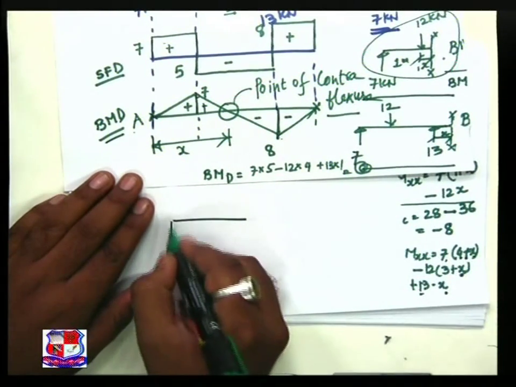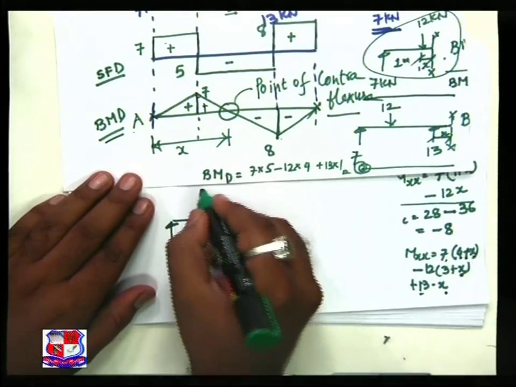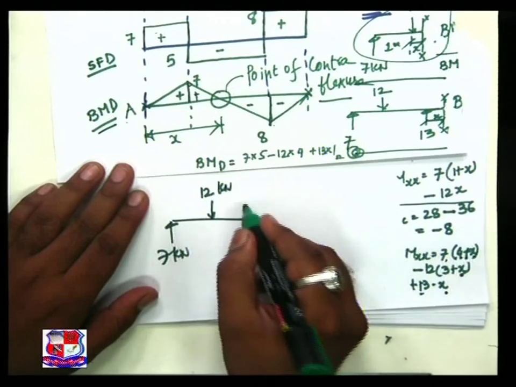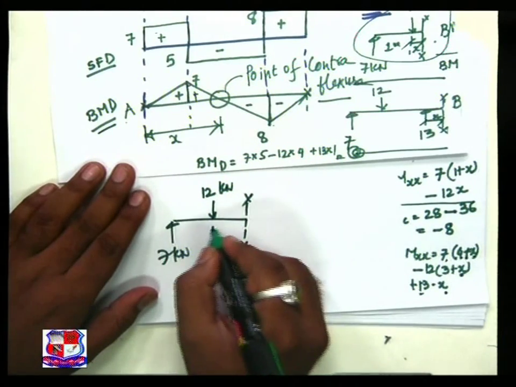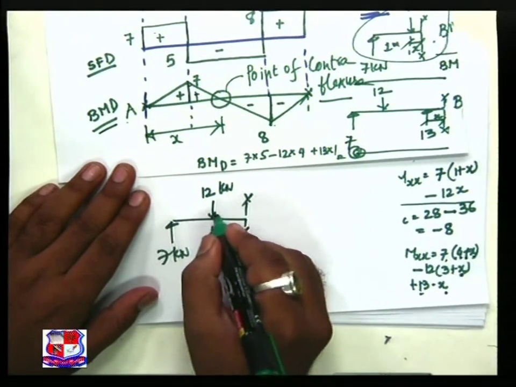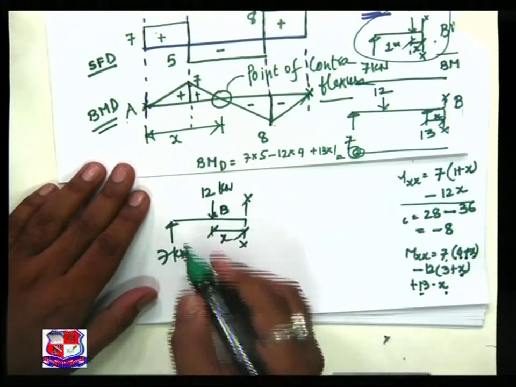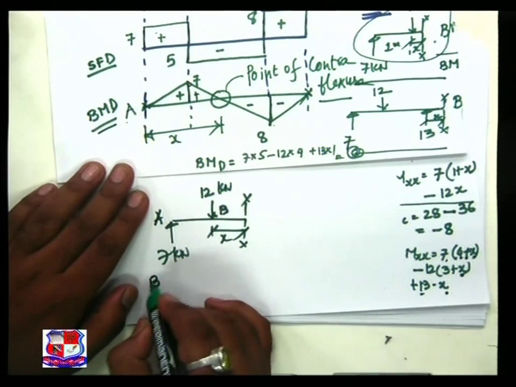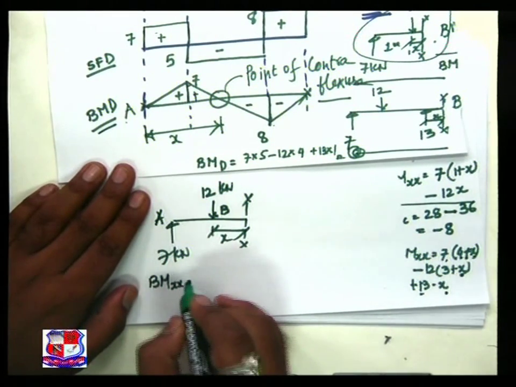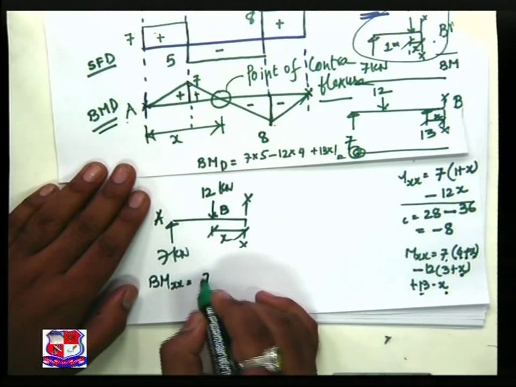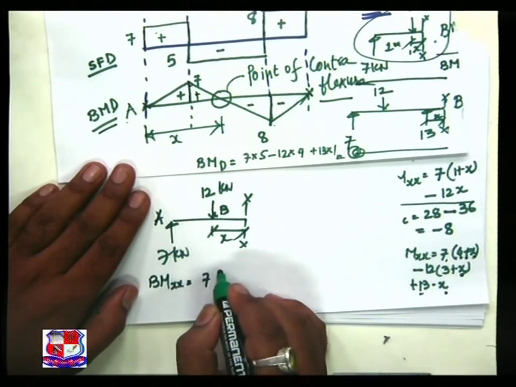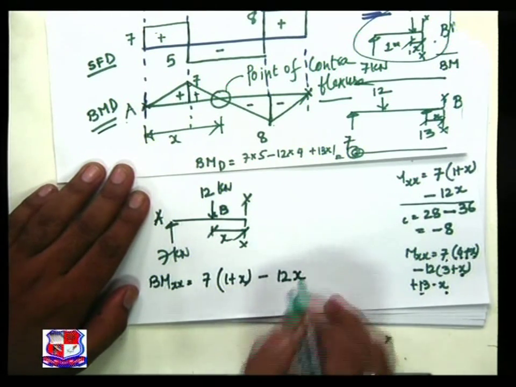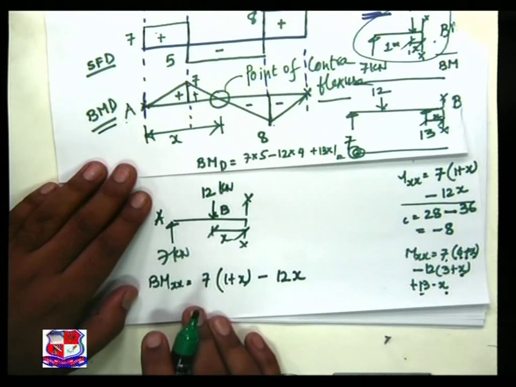This is my section. 12 kN, 7 kN. This is section XX, distance x from B. This is A, section XX. So what is my bending moment equation? We have achieved it as 7(1 + x) - 12x. This is the basic equation.